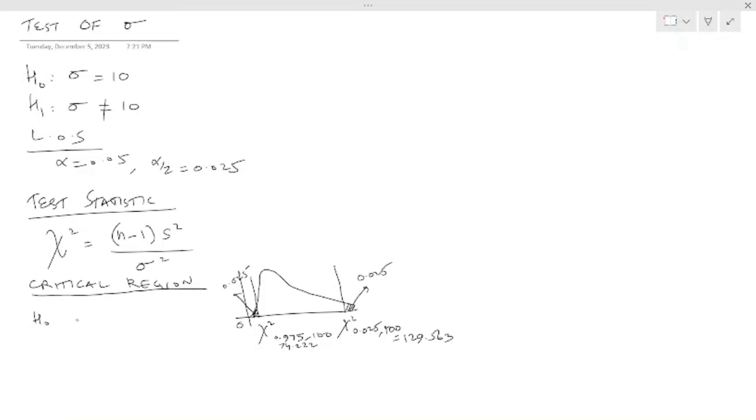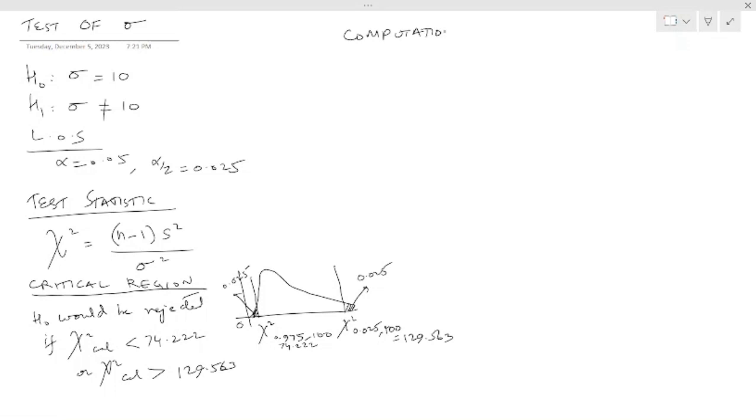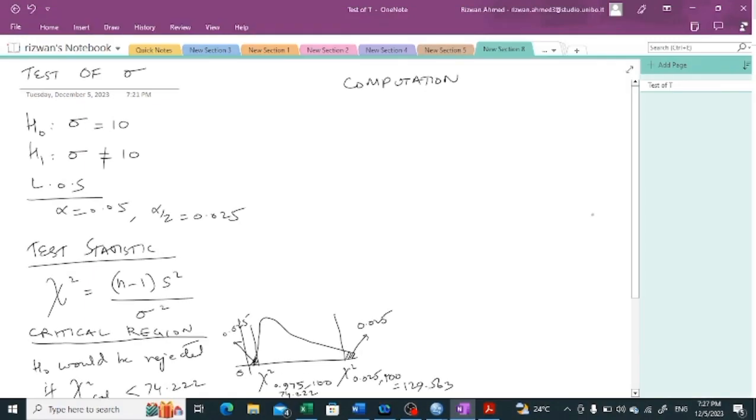All over here, critical region: H naught would be rejected if chi-square calculated is either less than 74.222 or it is greater than 129.563. Now we go for computation, and nothing to worry about because everything we get in the output table.